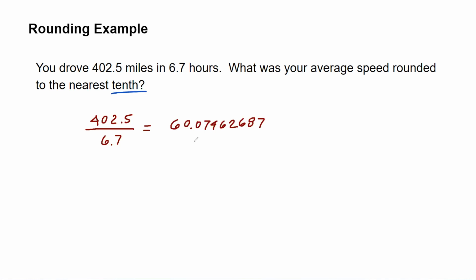Always pay attention to your rounding directions. And here is our tenth place right here. So let me put up a door. I'm going to change my color here and put up a door right there. And we look at the number to the right, and yes, it's 5 or more. So we are going to round that 0 up, and it's going to become a 1. The answer to this problem then would be 60.1. And because we found miles per hour, we put those units, and there's our answer.